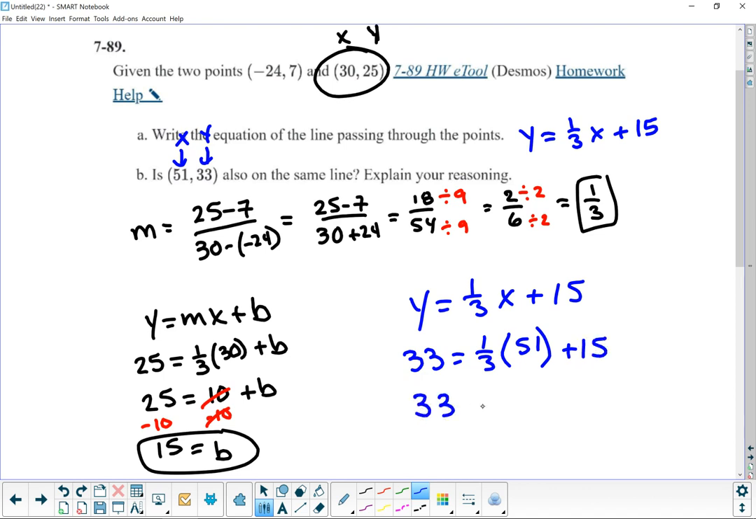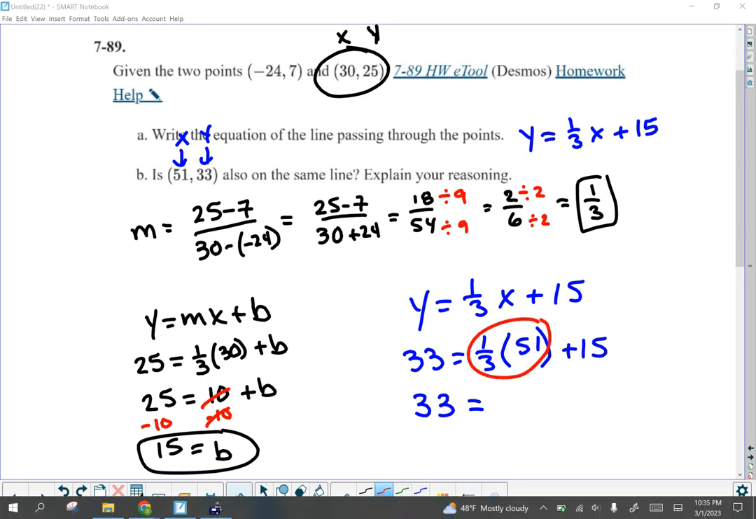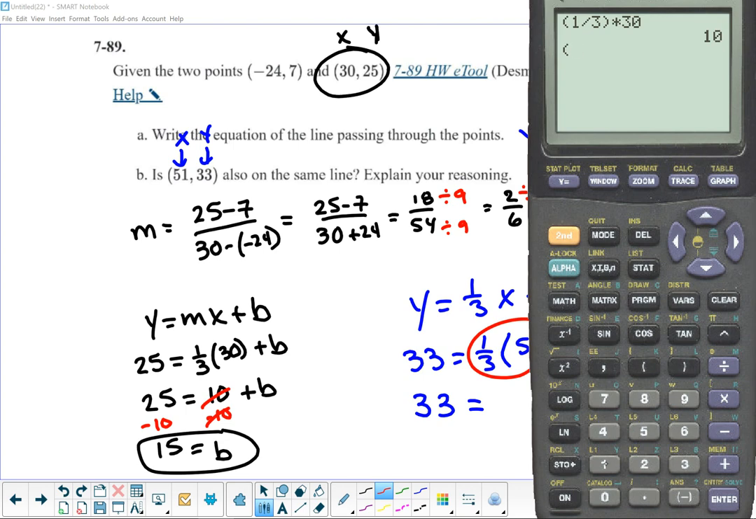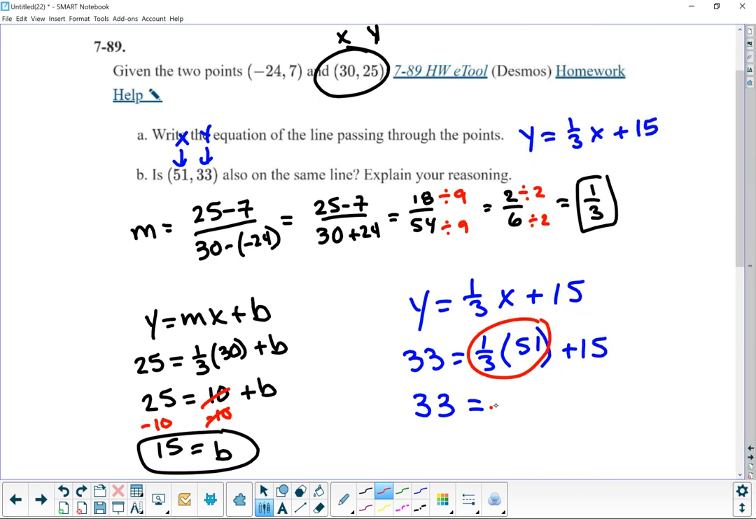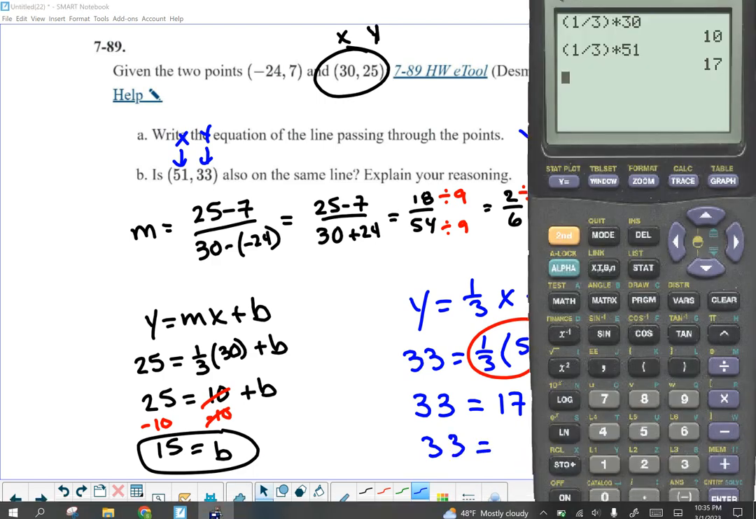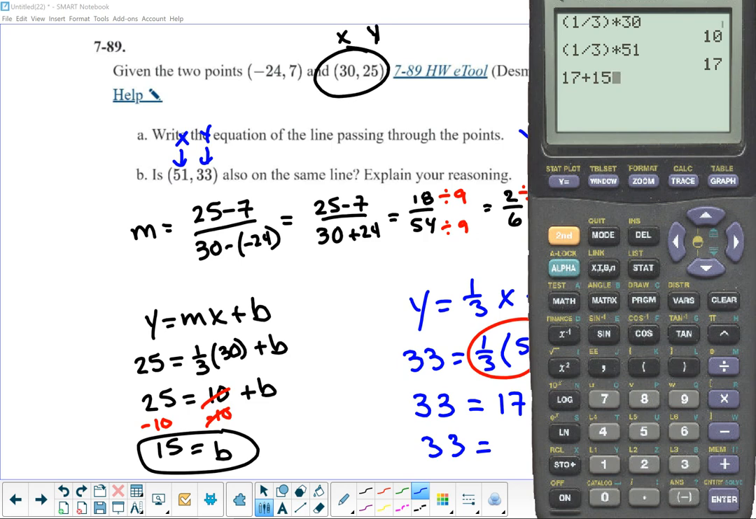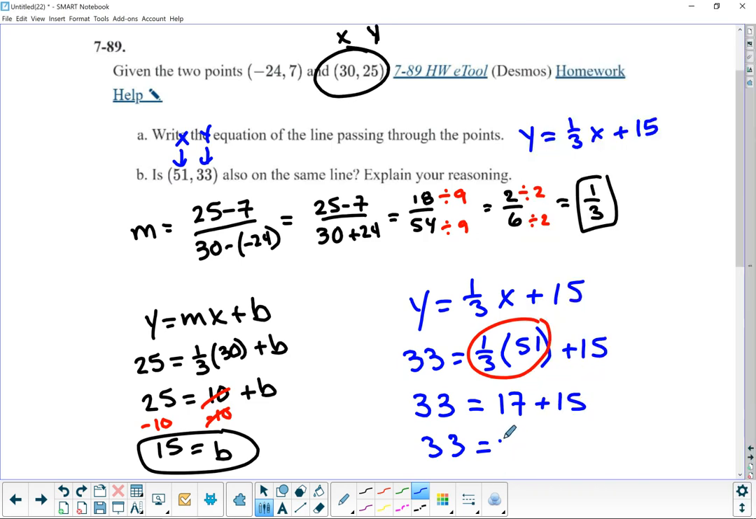This side, the left-hand side, obviously it's just going to be 33. You need to figure out what 1/3 of 51 is. So use your calculator if you don't know. So again, I'm going to do 1/3 times 51. That makes 17. So that's 17 plus 15. So is 33 equal to 17 plus 15? And what is 17 plus 15? 32. See that? That's equal to 32, which fails. Okay, it's a false statement.